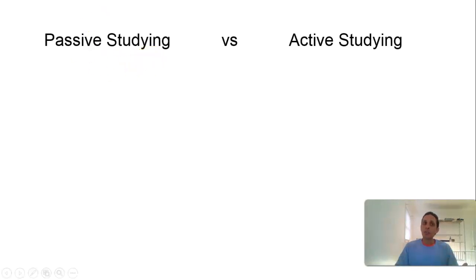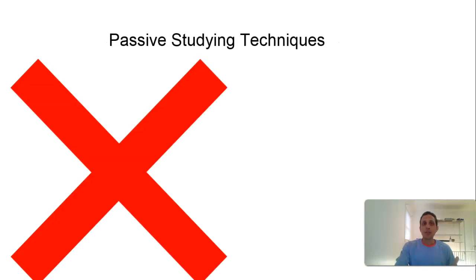So I actually want to start with just some examples of passive studying, because a lot of you may be doing some of these things, and I'm going to try to explain why they're not the best forms of studying. Some passive studying techniques are pretty common amongst students, and we don't want to be doing these alone. You can do them in conjunction with more active studying techniques, but you don't want to be doing them solely on their own because they're not very effective.